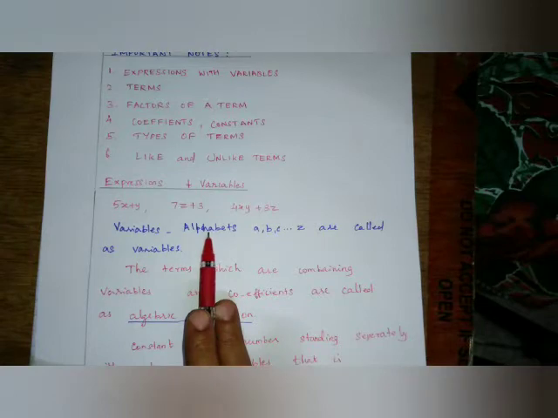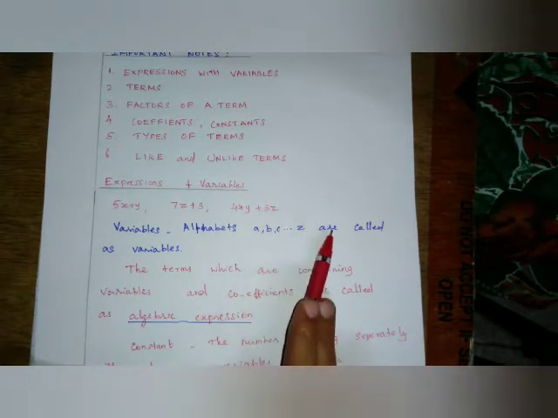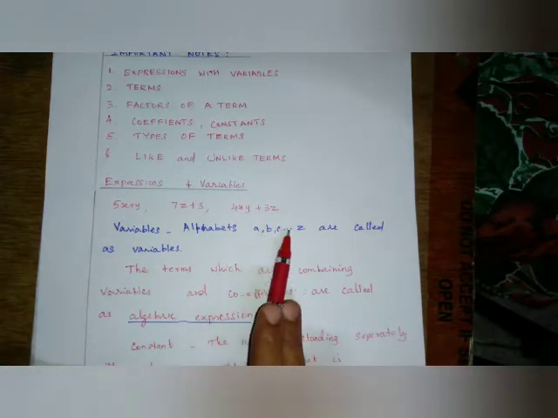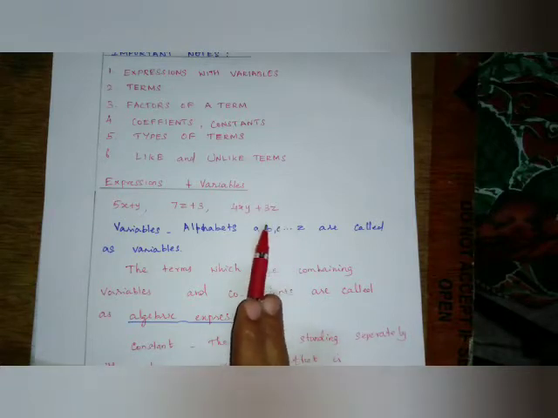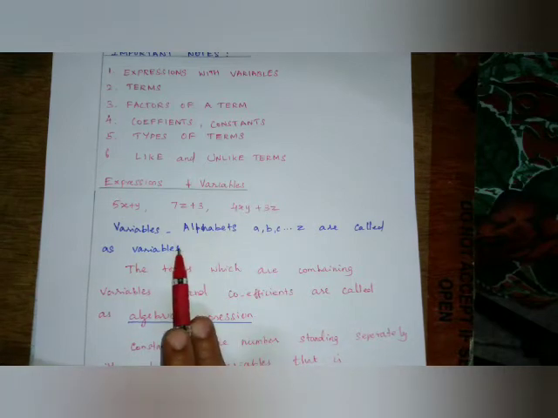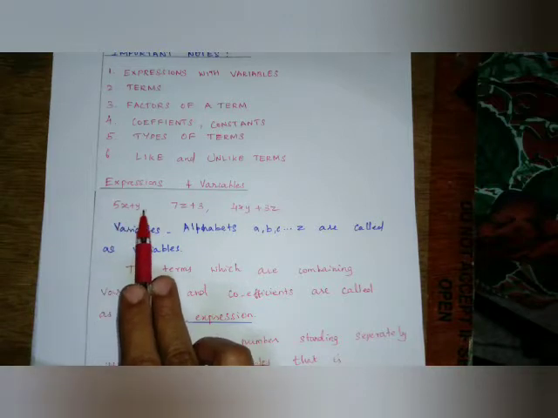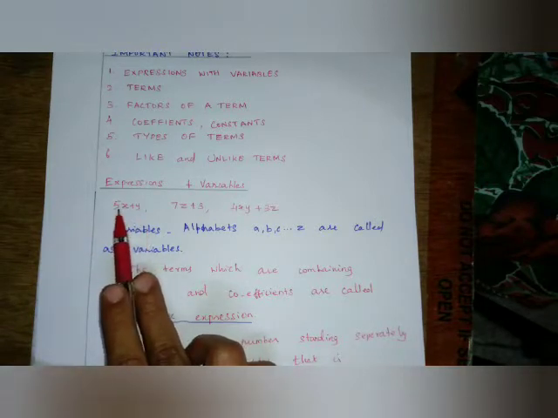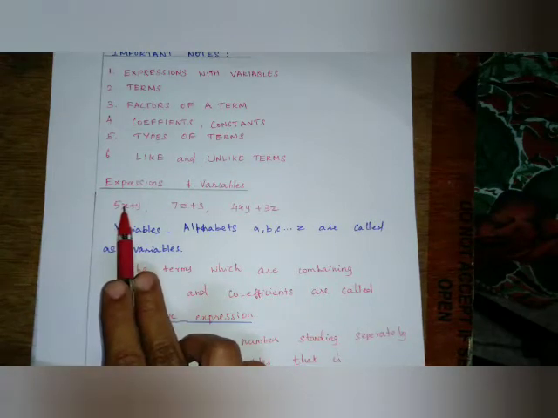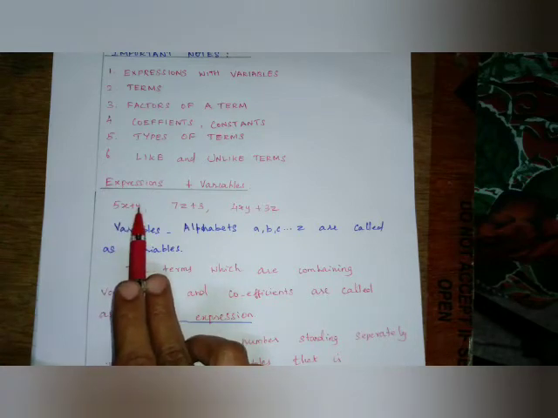Variables: alphabets from A to Z, A, B, C, etc. up to Z are called variables. Now we come to these terms. Here we can take 5x plus y. In this 5x plus y, we can say that x and y are the variables. In this term we have the variables x and y.